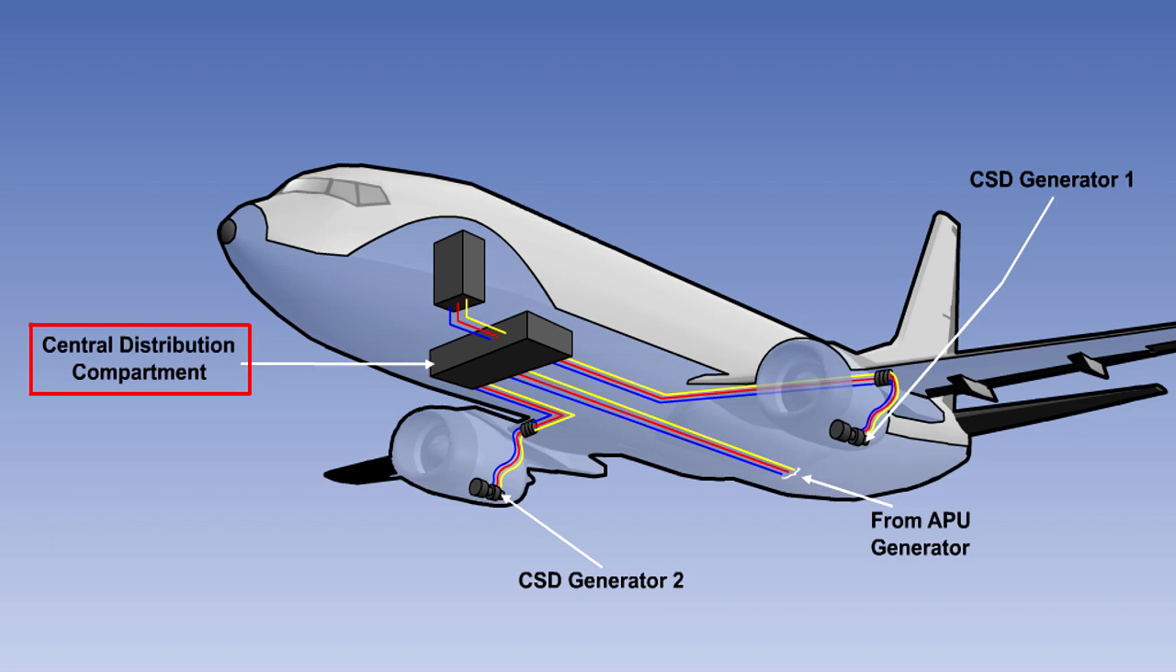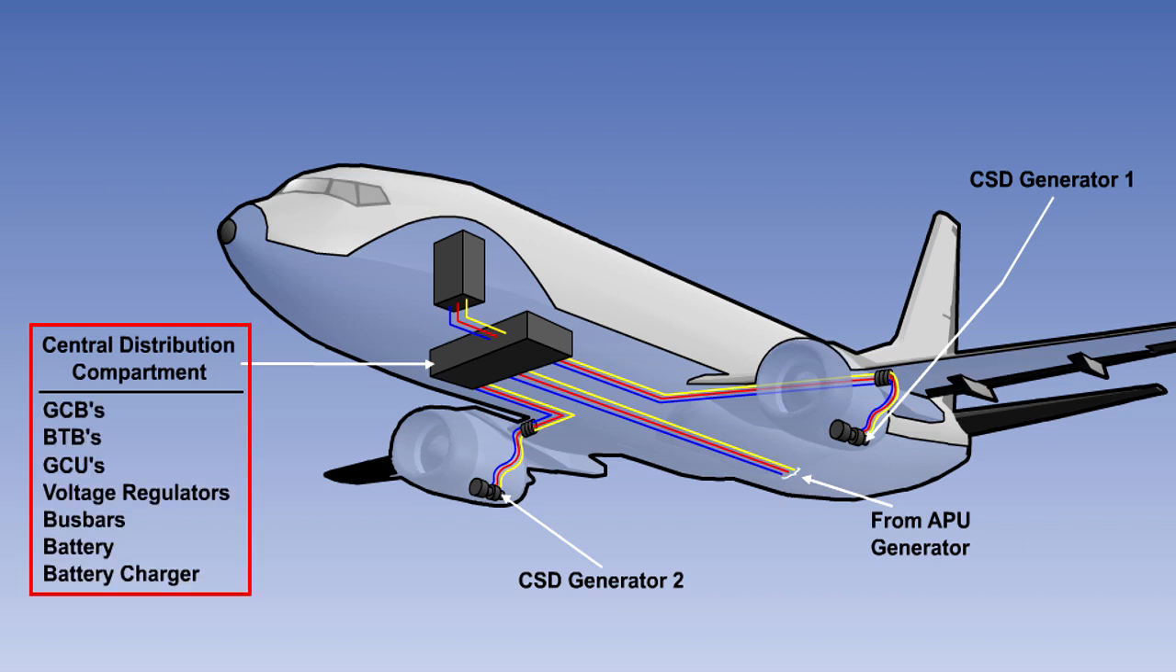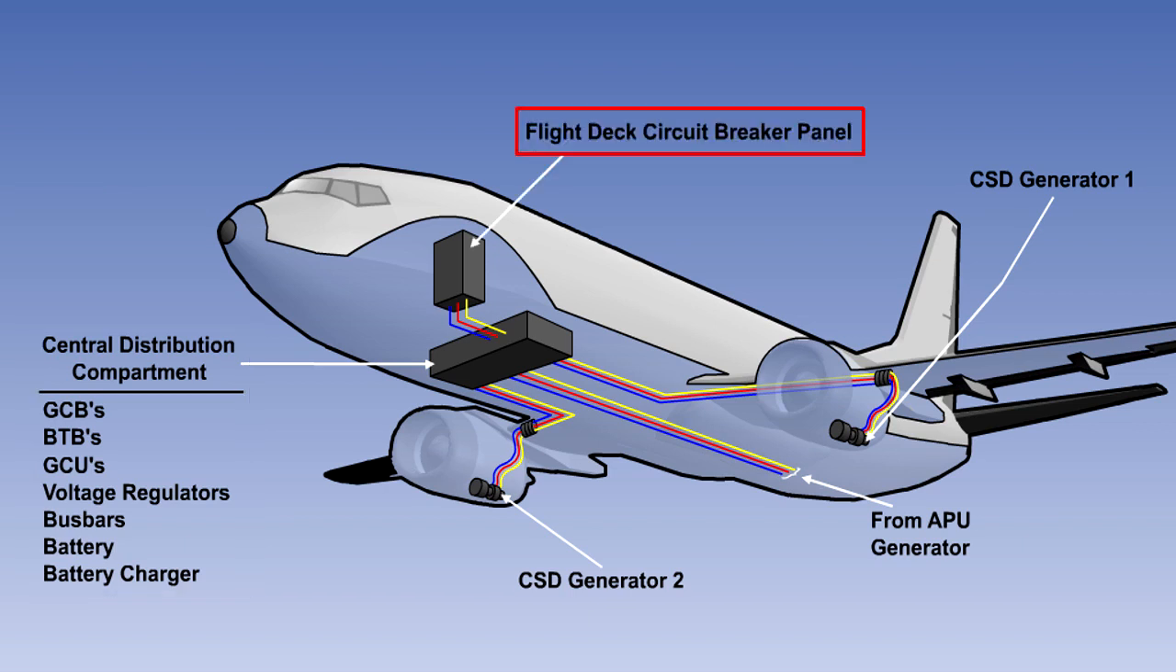The feeder cables from each generator are routed through the aircraft wings and fuselage to meet at a central distribution compartment, usually beneath the flight deck or cabin floor. This distribution compartment will house many of the components we have already seen, including generator control breakers, bus tie breakers, generator control units, voltage regulators, main bus bars, the battery and the battery charger. Busbar extensions may be found on the flight deck behind the circuit breaker panels.